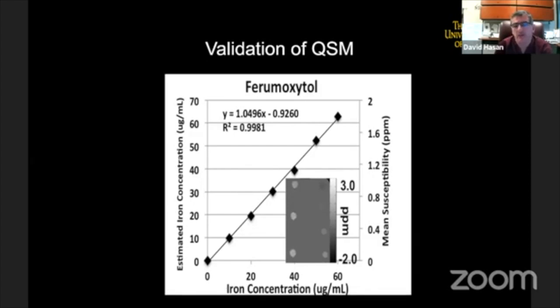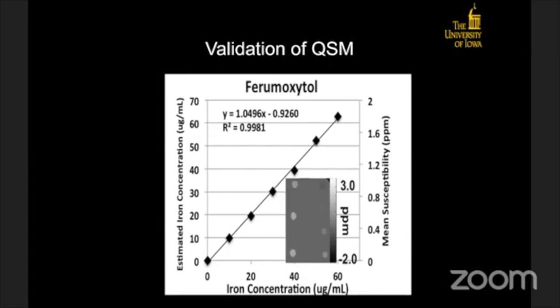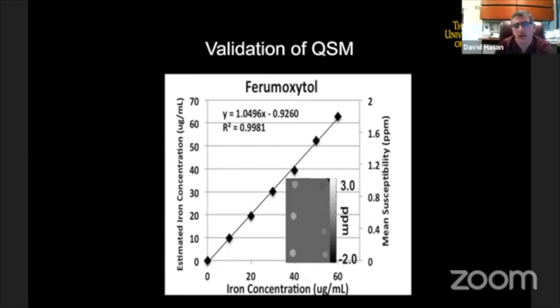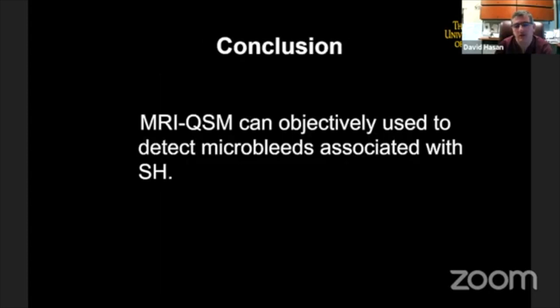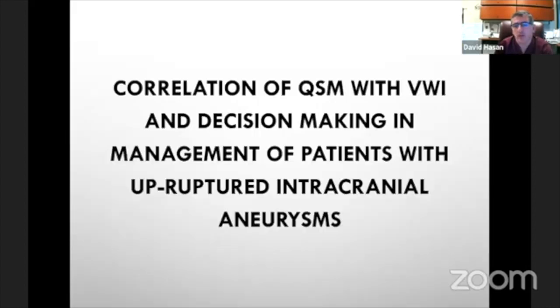However, there's a limitation. Anything close to the bone or the air creates an artifact. From that, we found out you can only image approximately 60% of all aneurysms with a QSM, which is a major limitation. So that's with the QSM. Now, we wanted to improve that technique.